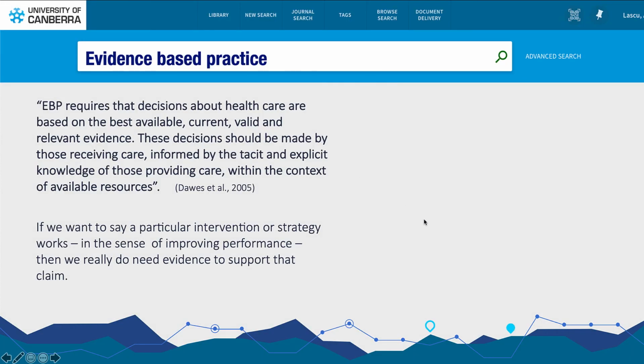So evidence-based practice requires that decisions about healthcare are based on the best available, current, valid, and relevant evidence. These decisions should be made by those receiving care, informed by the tacit and explicit knowledge of those providing care, and within the context of available resources. So if we want to say a particular intervention or strategy works in the sense of improving performance, then we really do need evidence to support that claim.